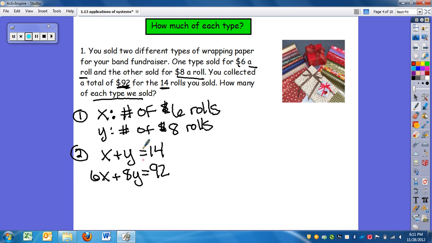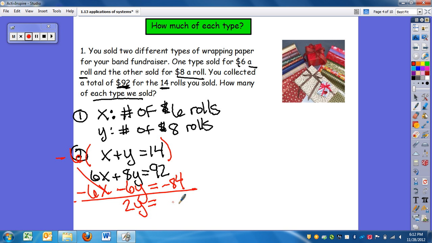I'm going to solve this by my system, and it's set up to solve by elimination because all the variables lined up. I need to cancel out. I have a 6x, so I'm going to make the opposite by multiplying by negative 6 to get negative 6x minus 6y, and then 6 times 14, which is negative 84. My 6x's make 0, so I have 2y equals 8. Divide by 2, y comes out to be 4. So I sold 4 of the $8 rolls.